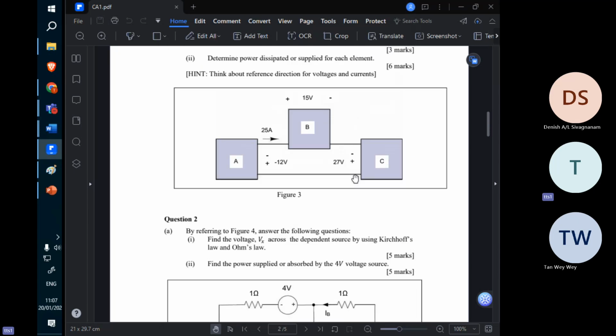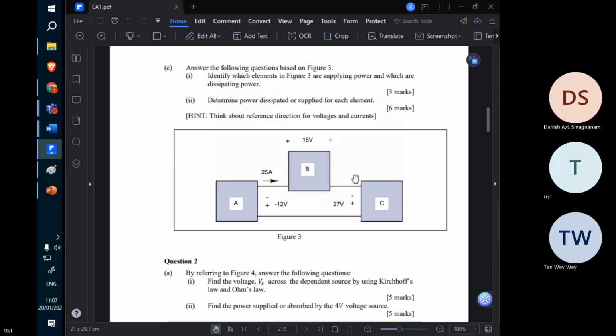All right. So you have this circuit here. What I can see here, we see 20, 27, 12, 25, 15. They are the voltages, 3 voltages and 1 current, given for the whole circuit here. All right.